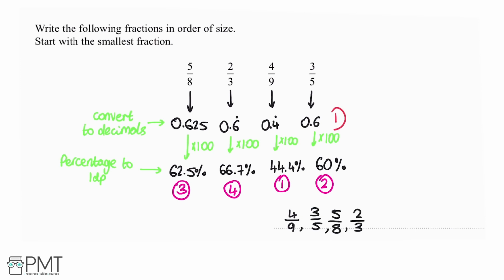So we get our first mark for a conversion, so either converting to decimal or percentage, or both. And then we get our second mark if we then list the fractions in the correct order.